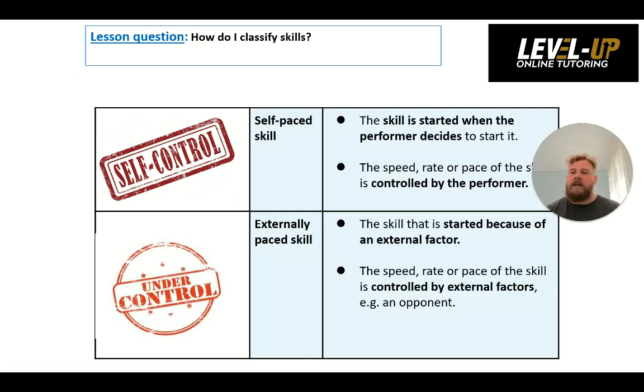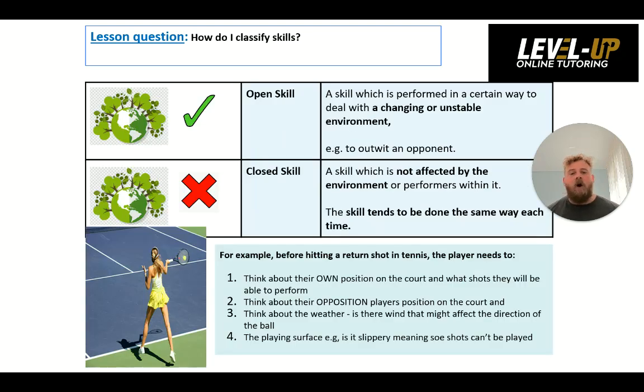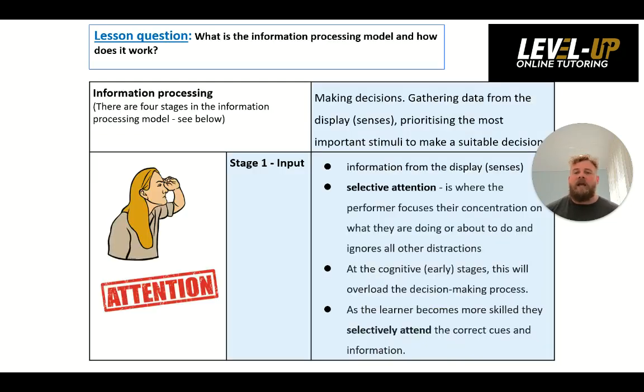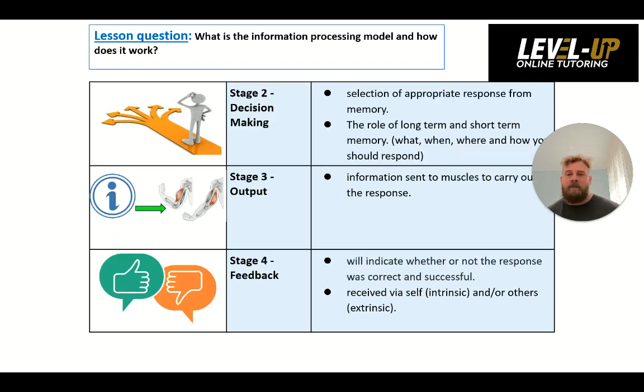So a reminder of what we looked at today. We start off looking at classification of skills. We looked at self-paced skills, externally paced skills, open skills, closed skills, simple skills, and then complex skills. We then looked at the information processing model, which started with stage 1, the input, stage 2, decision making, stage 3, the output, and stage 4, the feedback.